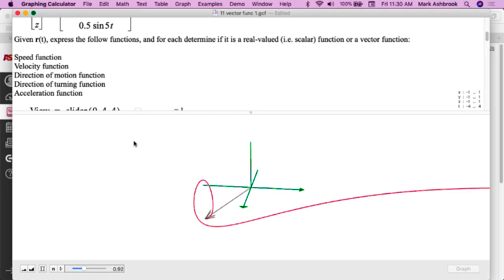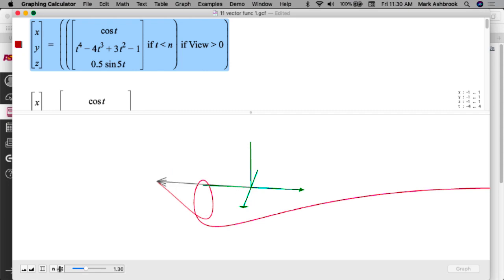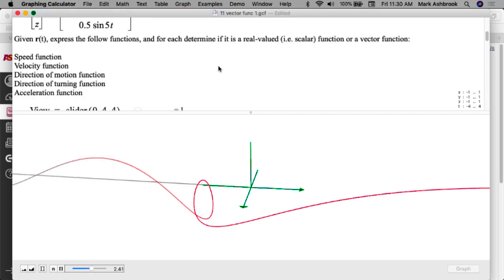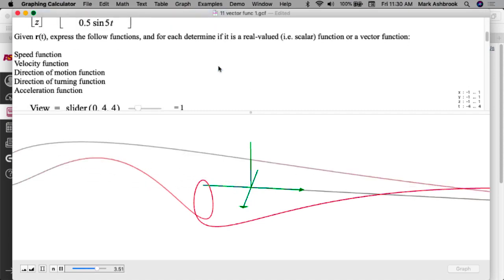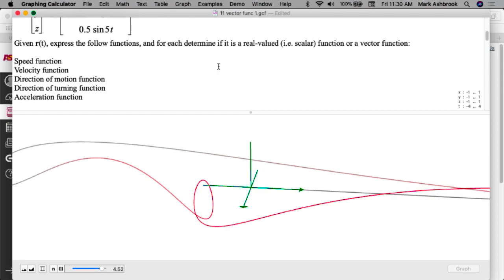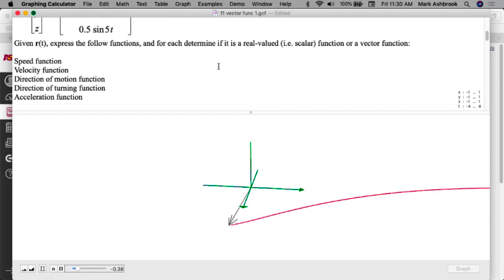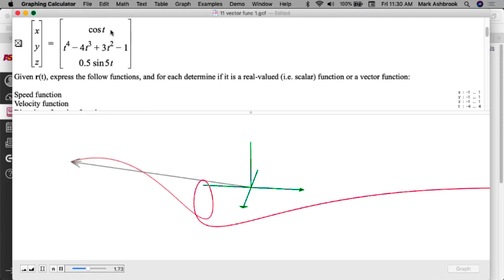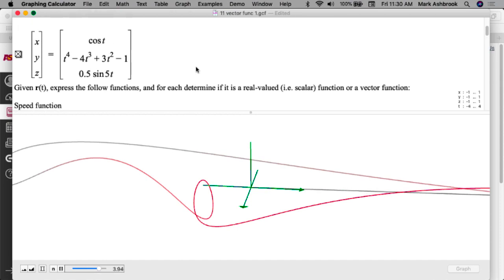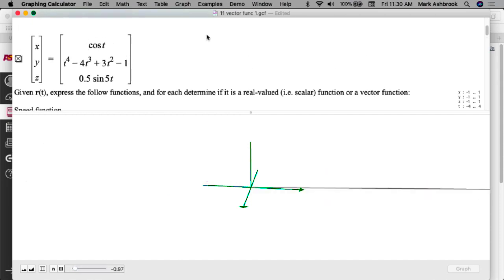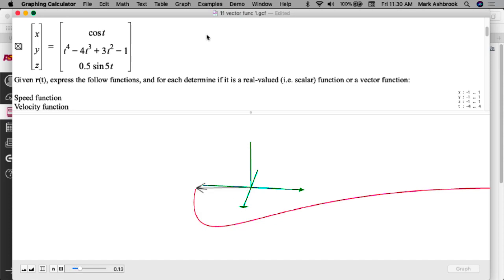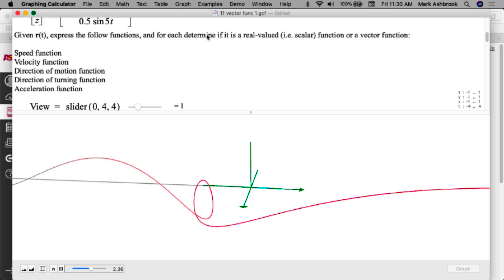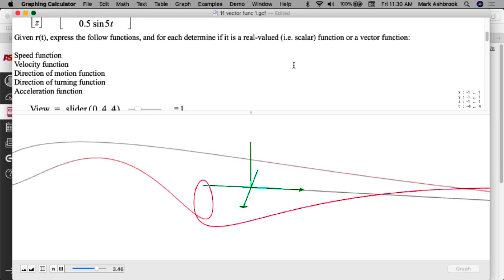Okay, remember this is my favorite function here. Does this function describe anything cool, or is it just a cool looking function? No, it's just cosine t and this quartic and the sine t. This is it. Maybe by some slim chance it represents something in the real world, but not that I know of. That would be quite a coincidence.